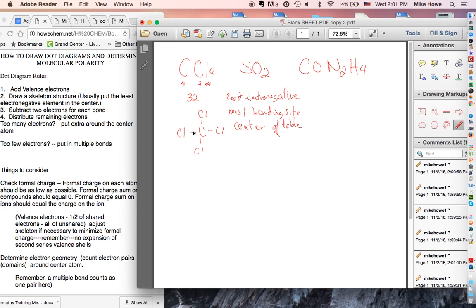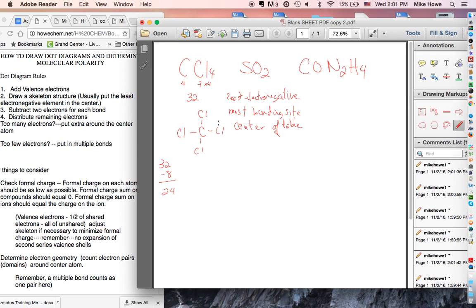We need to subtract 2 electrons for each bond right here. So in this picture there are 4 bonds. So I take my 32 electrons and I subtract 8 of them. That's 2 per bond. So 4 bonds times 2 electrons is 8. So that gives me 24 electrons to put in. If you look at this picture, you'll see that this pair of electrons here counts for both the carbon and the chlorine. They're shared, covalent. So they're sharing their electrons.